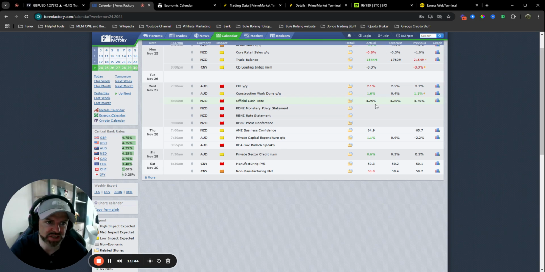NZD official cash rate. So New Zealand have dropped rates. They've dropped it by 50 basis points. If we look here, New Zealand are fourth at 4.25, 4.35, 4.75, 4.75, okay? So pound and USD are kind of neck and neck, right? So we're entering deflationary periods for NZD right now. It's seen as showing weakness to the currency right now.